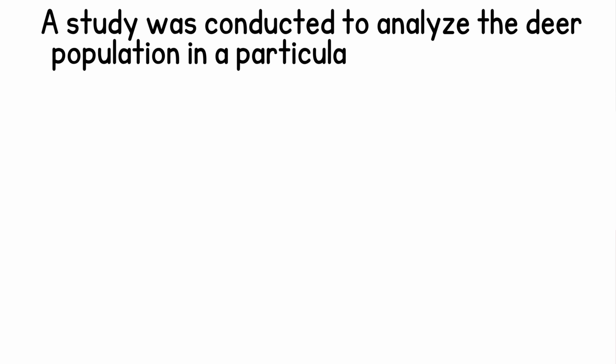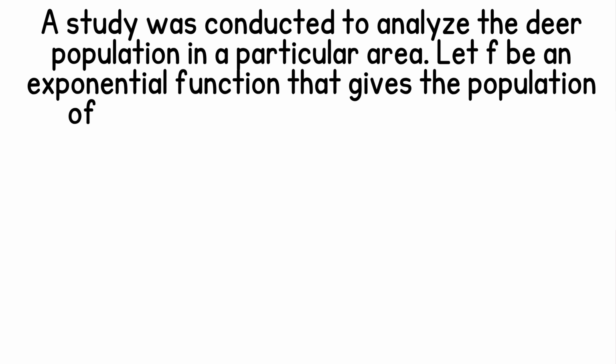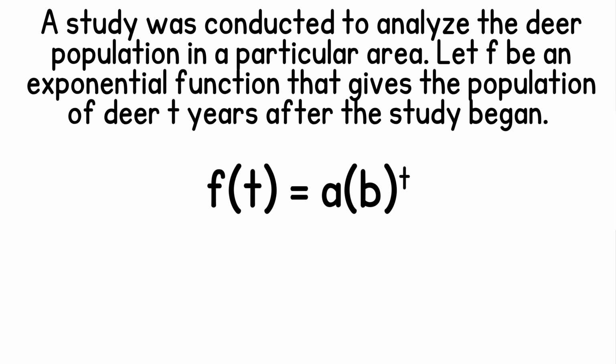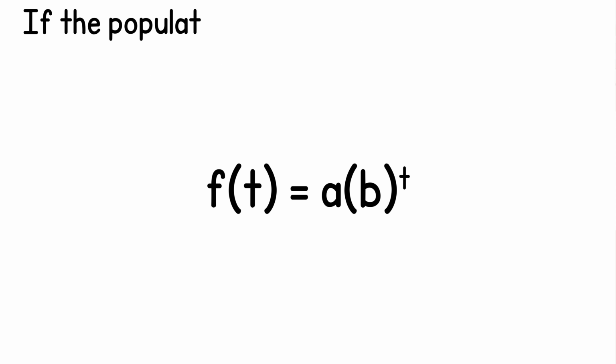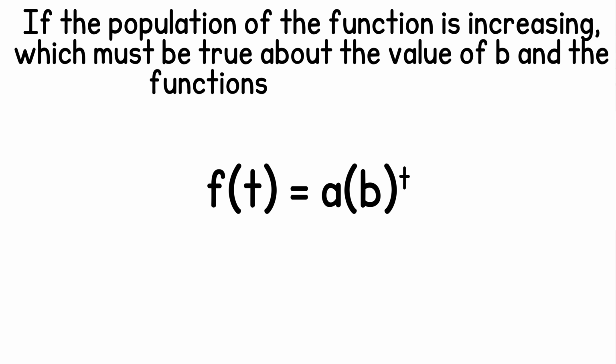In this example, a study was conducted to analyze the deer population in a particular area. We'll let f be an exponential function that gives the population of deer t years after the study began. So we can represent this as f of t is equal to a times b to the t power. If the population of the function is increasing, then what must be true about the value of b and the function's rate of change? So we know the value of b tells us the rate of change.